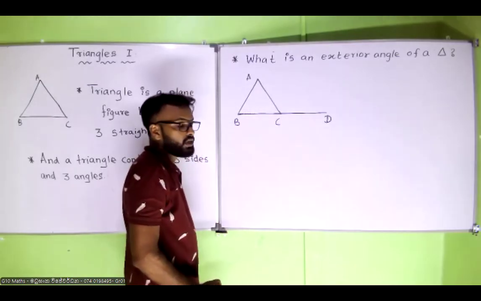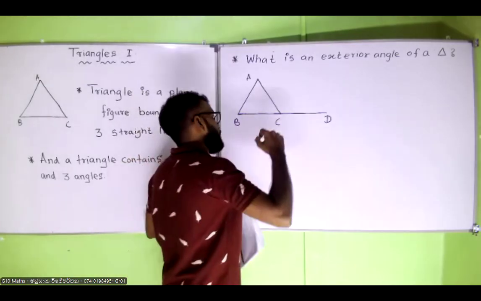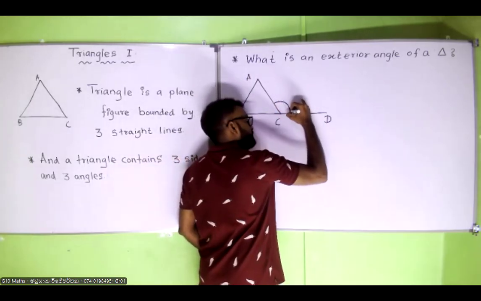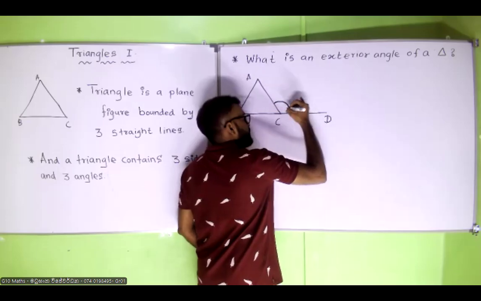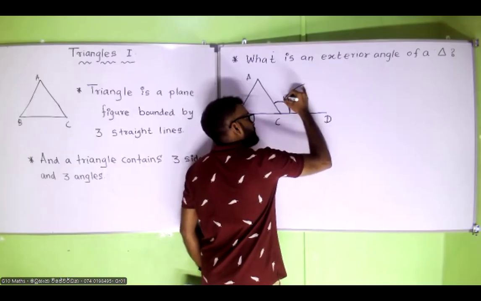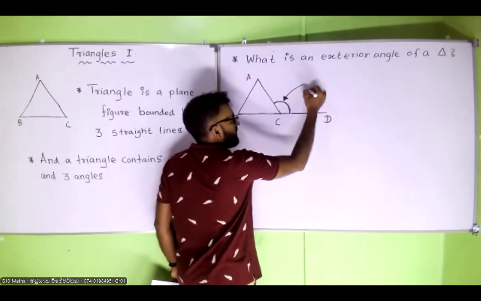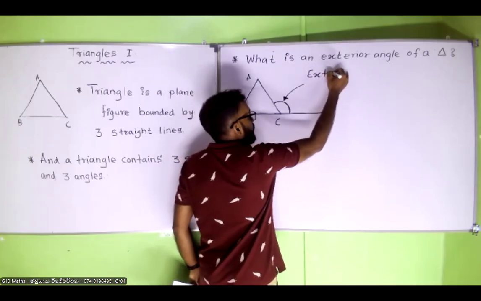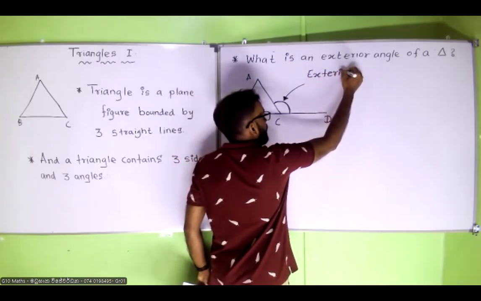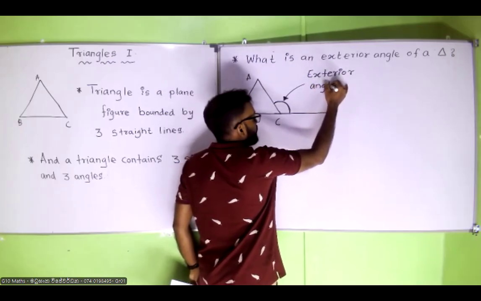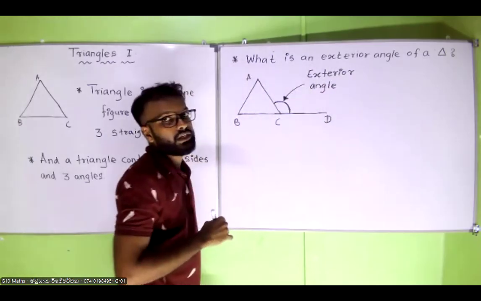So this is my angle ACD, right? This is the angle that we are going to call an exterior angle. You had better write it as exterior angle and label it. Make a label, correct? Like this, please label it.